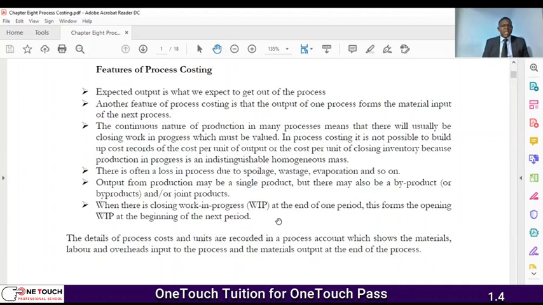Great. Now, the details of process costs and units are recorded in a process account, which shows the materials, labor, and overheads input to the process, and the material output at the end of the process. So we are looking at how the process account will be kept.